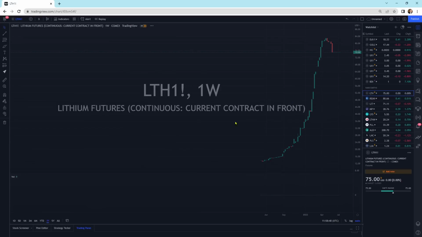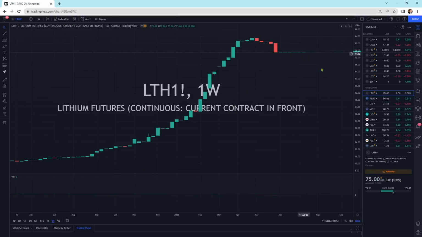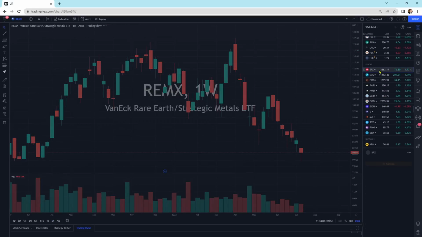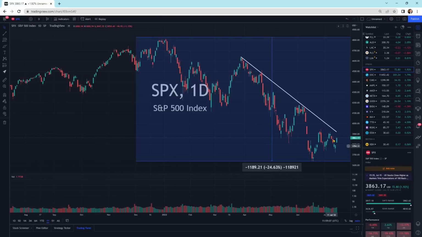Lithium just moving sideways. Let's look at it from a weekly. It's just moving sideways. Coming on down. The S&P 500 has been strengthening. So I think that's going to probably head higher here in the short term. The S&P 500 still hasn't broken its downtrend, but we've got some strength the past trading session.